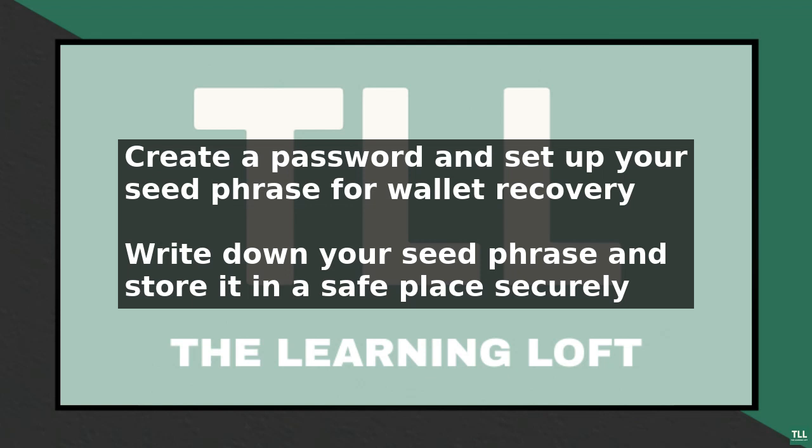Next, you will be asked to set up your wallet name and password. Choose a name and password that are easy for you to remember but hard for others to guess. After setting up your wallet, you will see your Ronin wallet address. This address is used to receive cryptocurrency and assets.